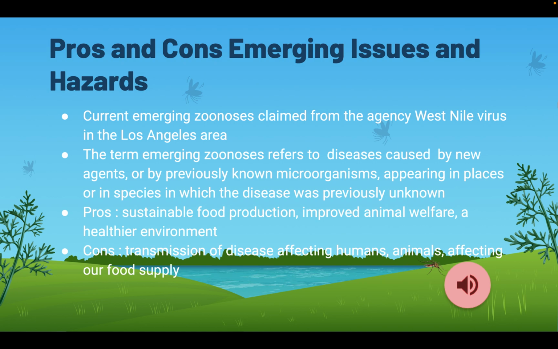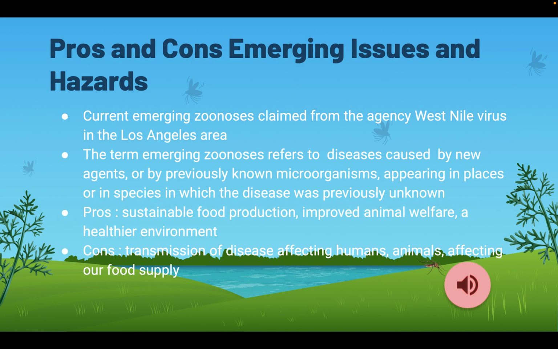In this slide, I will be discussing the pros and cons of emerging issues and hazards of zoonosis. The term emerging zoonosis refers to the disease caused by new agents or by previously known microorganisms appearing in places or in species in which the disease was previously unknown. Factors that contribute to this issue are migration of human population within tropical and semi-tropical areas, increase in international travel, population growth, overuse of antibiotics and pesticides, lack of clean drinking water, and climate change.